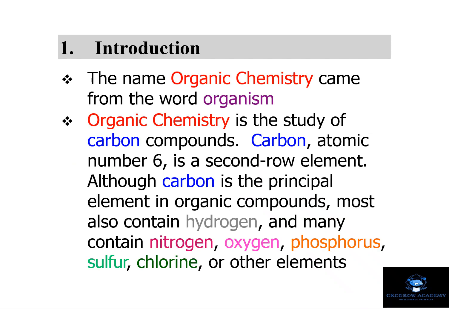So, the introduction. The name organic chemistry actually comes from the word organism, as historically chemists believed organic compounds could only be produced by living things. We know that's not true, but the name stuck. Today, organic chemistry is defined as the study of carbon compounds. Carbon sits at position 6 on the periodic table. It's a second row element. While carbon is the defining element of organic compounds, most also contain hydrogen, and many include nitrogen, oxygen, phosphorus, sulfur, chlorine, or other elements as well.